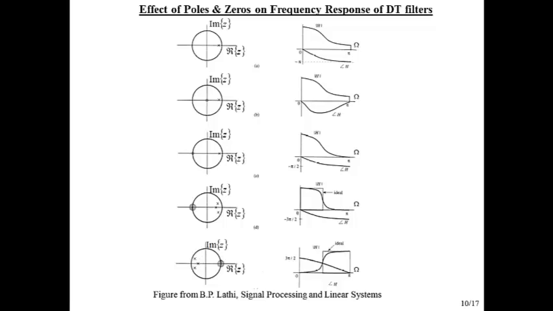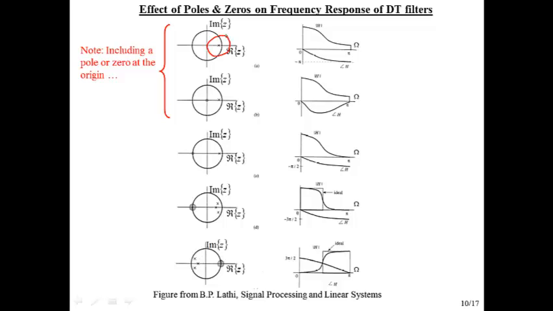And these pictures are from one of my favorite books, Signal Processing and Linear Systems by B.P. Lathi. Excellent book. You may be wondering why I don't use it. It's really thick, and it doesn't quite cover the material in a fast enough way to be able to cover it in one semester. So anyway, we're looking at these pictures here. We've got a bunch of different pole zero plots.